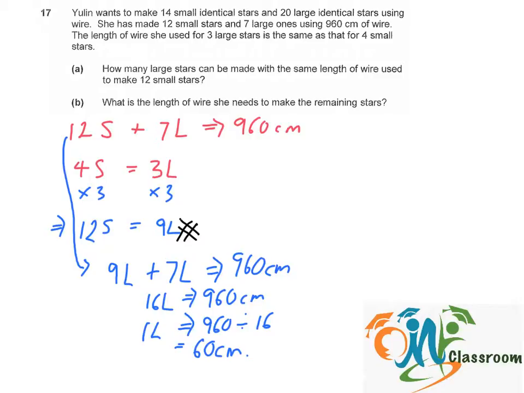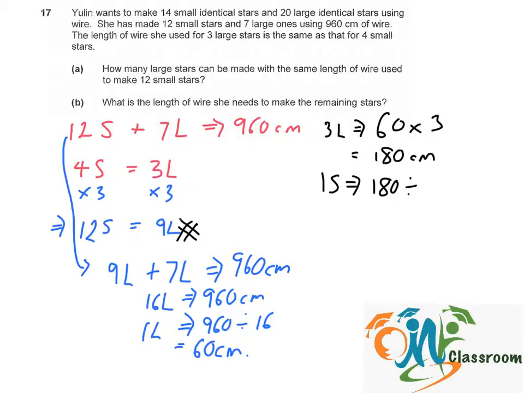Okay, so now we know that 1 large star requires 60 cm. So 3 large stars will require 60 times 3, which is 180 cm. So 3 large stars is the same as 4 small stars. So 1 small star will be just 180 divided by 4. That will give us 45 cm.